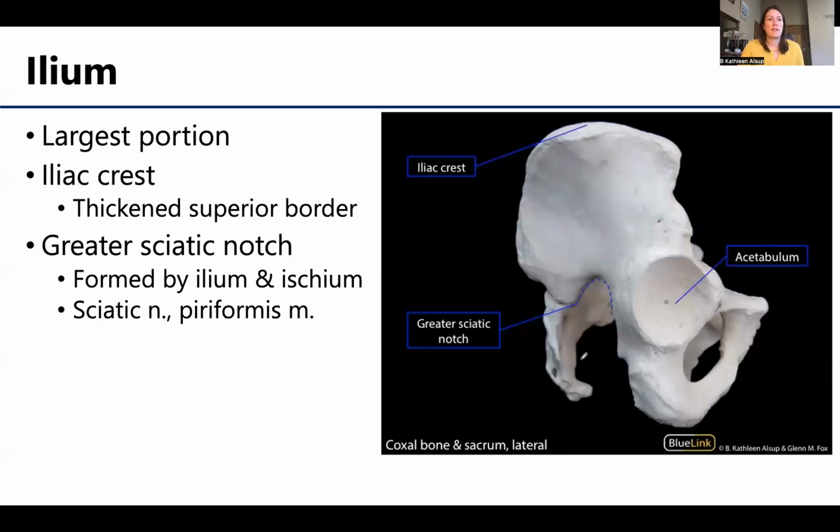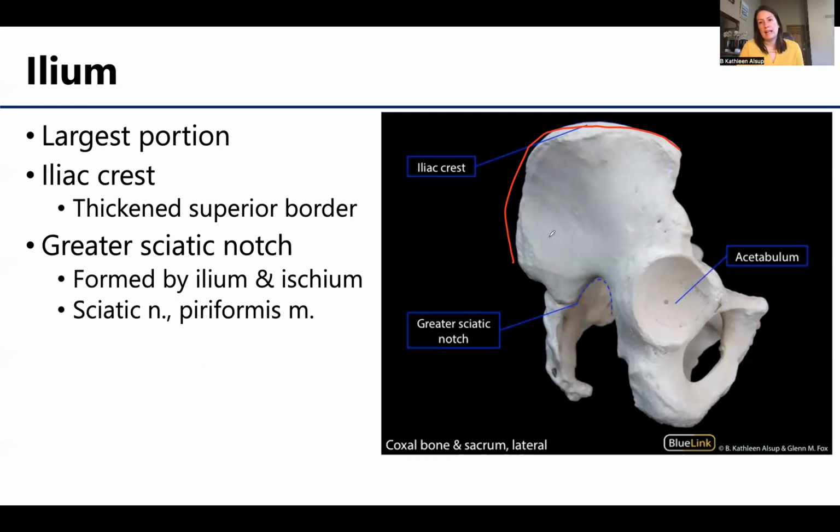All right, so let's talk a bit more about the structures associated with the ilium. Again, the ilium is the largest component. One of the most striking features, as well as a palpable feature of the ilium, is going to be this region referred to as the iliac crest. So if you put your hands on your hips, you are resting your hands on those iliac crests. So it's a very thickened superior border. So a lot of those abdominal muscles are going to have an attachment here in this region. So again, it's palpable too. Anytime you have something palpable, that can help you get organized as to where you are at in the body.